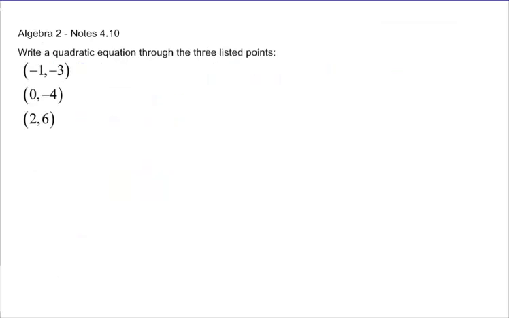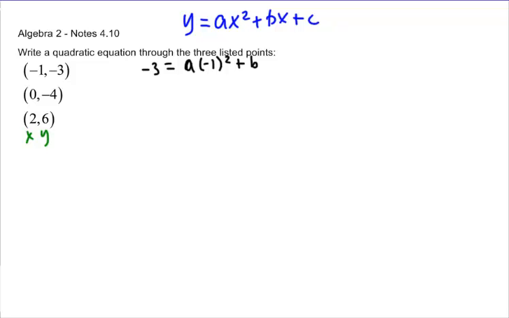All right, so on this problem, what we have to do is use the 3 points that we're given to come up with an equation for a quadratic. Well, one thing we want to remember is the standard form of an equation. It looks like this. The other thing we need to remember is that every point is given to us with an x and a y value. So substituting x in for x and y in for y, we get this. Well, y on the first one is -3, and that equals a times -1 squared plus b times -1 plus c.